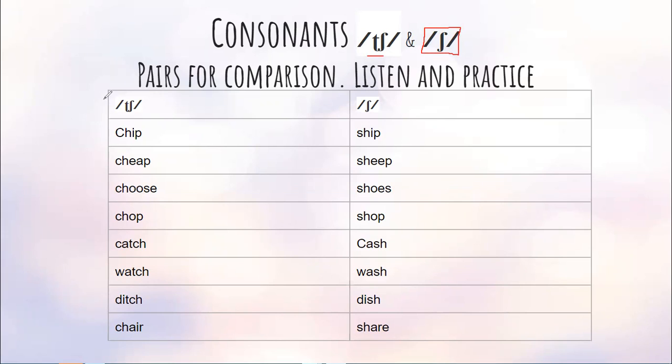So what we're going to do is contrast phoneme ch and sh, like in chip, ship, cheap, sheep, choose, shoes, chop, shop, catch, cash, watch, wash, ditch, dish, chair, share.